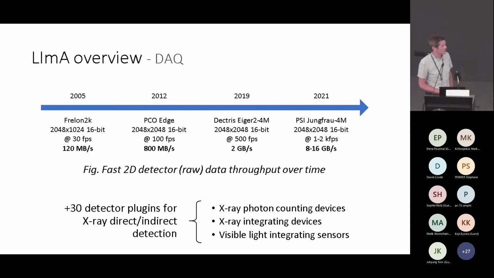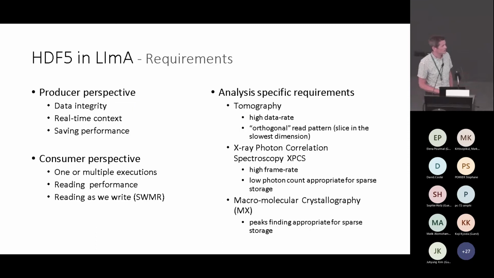We support over 30 detector plugins for X-ray direct and indirect detection with different properties. They can be either photon counting devices or integrating devices, and they can work on X-ray or visible light. And LImA is used in many places all over the world, probably mostly in synchrotron light sources. But so let's talk about HDF5.